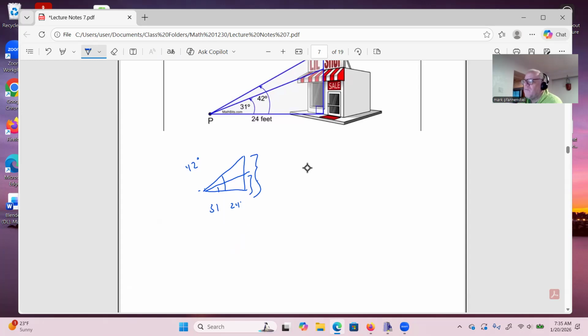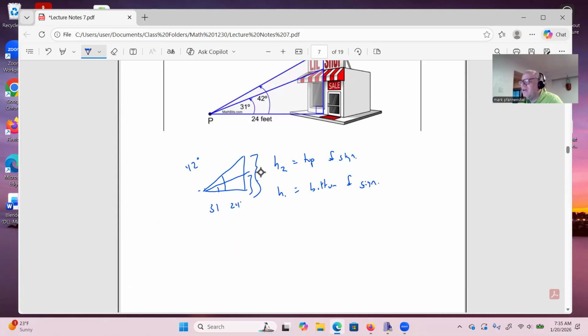So again, we want to know those opposite sides. So I'll call it H1 and H2. Okay, we'll say that's H2, top of the sign. And then we have H1, bottom of sign. That way, when we subtract the two of them, that'll make all the sense in the world. So let's go ahead and set this thing up.